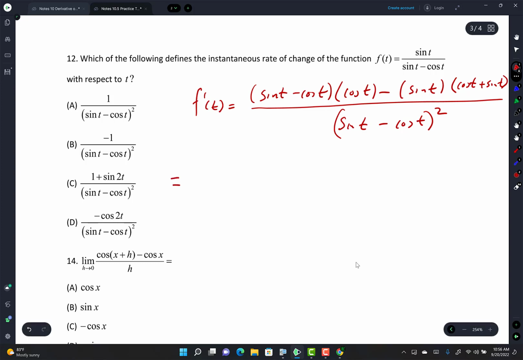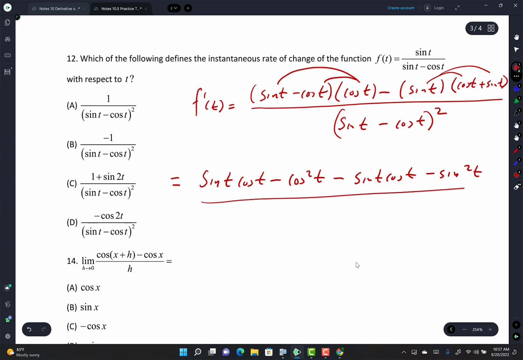It looks like it's going to have a lot of baby pre-cal and algebra. I just did the derivative part. So we'll distribute this cosine: sine t cosine t minus cosine squared t, and then distribute this sine: minus sine t cosine t minus sine squared t, all over (sine t minus cosine t) squared.